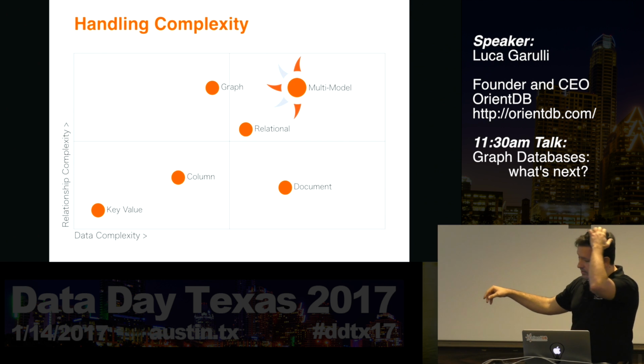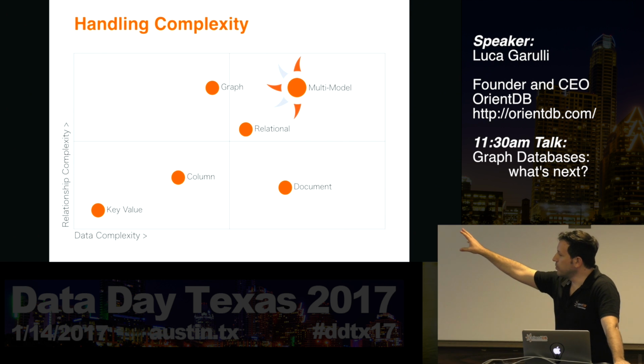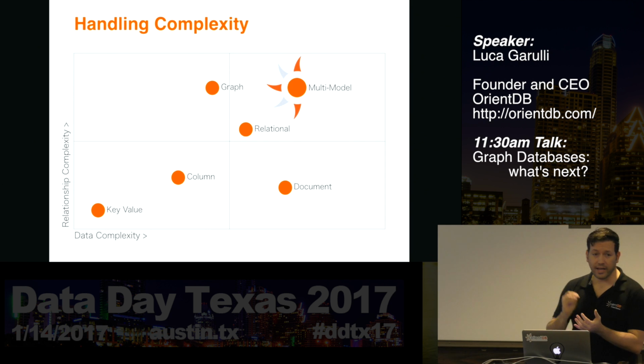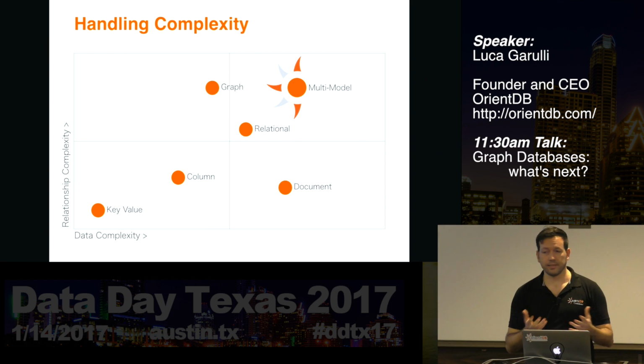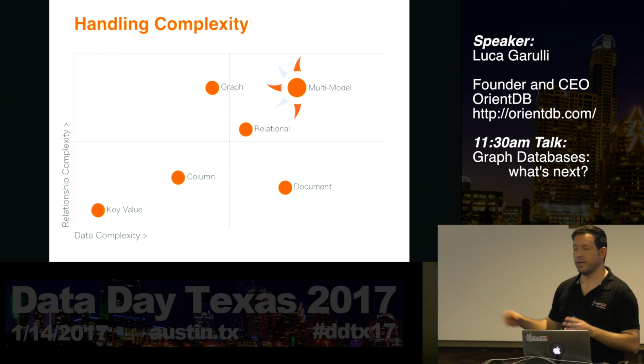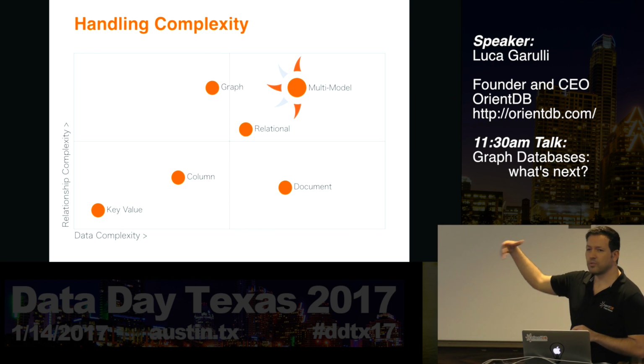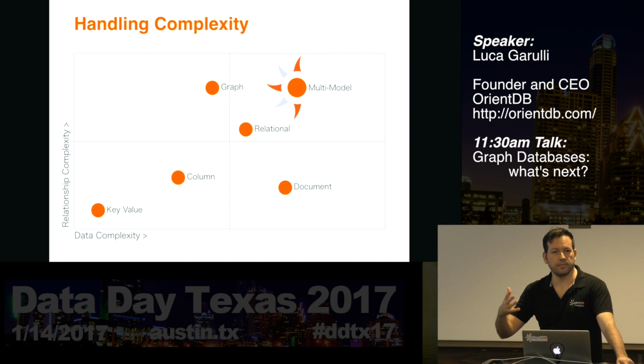If you like the quadrants, we can represent a multi-model as the maximum complexity of relationships, exactly like the graph database, and the maximum complexity of data, like the document database, because you can have super rich types, collections, sets, and you can embed stuff, right? So it's pretty much the same as a document database. We can see that the relational base is still in the middle. That's maybe why the relational base lasted so many years, because it was a very good compromise between the complexity of data and relationships.